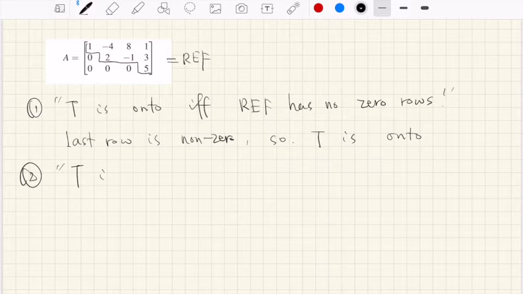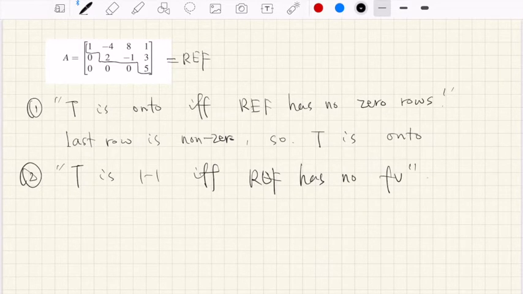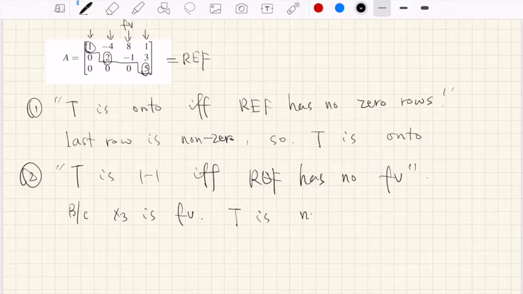Now T is 1 to 1 if and only if REF has no free variables. This is the same thing. So what we can say is first x1 has pivot here, x2 has pivot 2, x3 has no pivot, so this is free variable, and this one is basic variable. So because x3 is free variable, T is not 1-to-1.